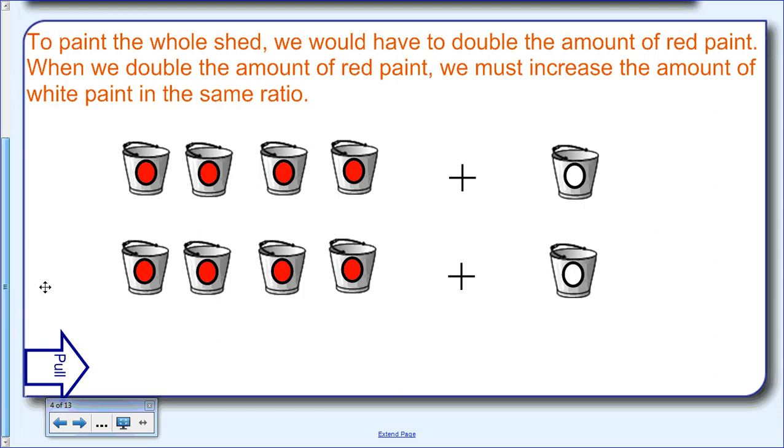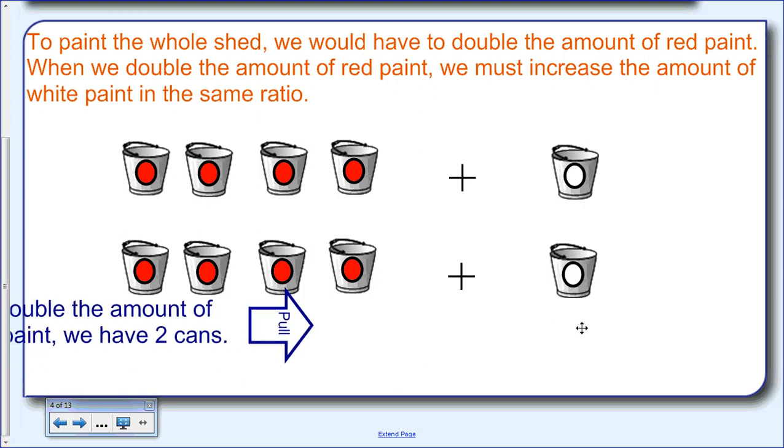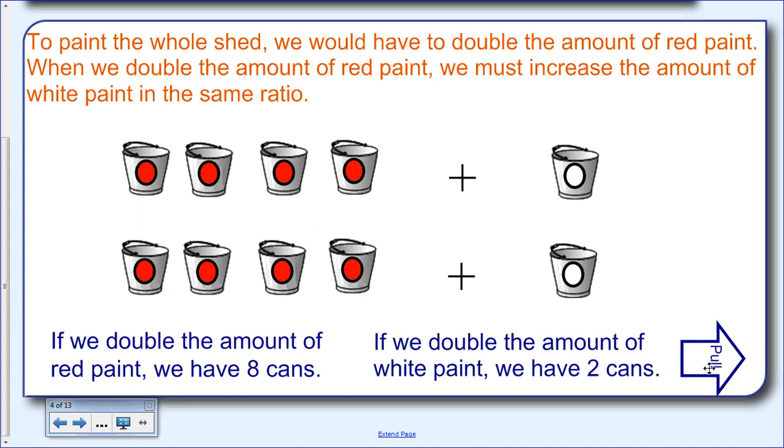So in other words, what you would end up doing is staying proportional. To double the amount of paint, you'd have to double the amount in the same ratio to stay with the same colors. So there we go. If you double the amount of red paint, you have 8 cans, and if you double the amount of white paint, you have 2 cans.